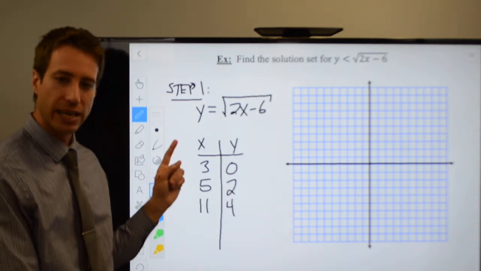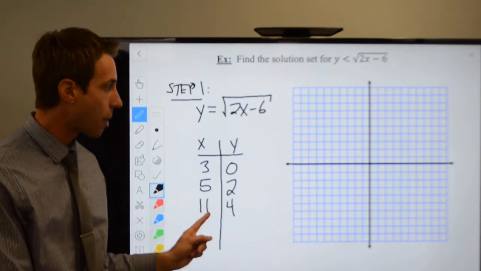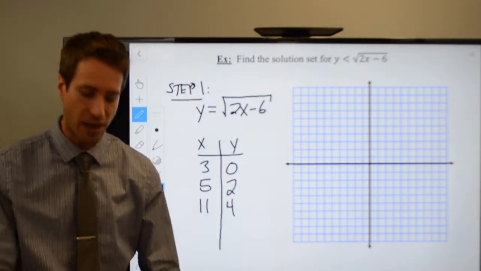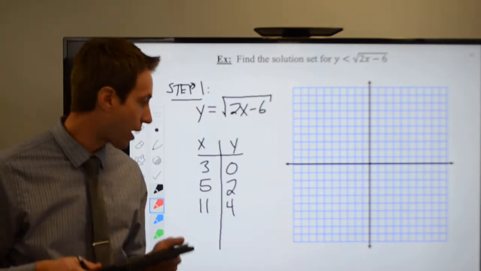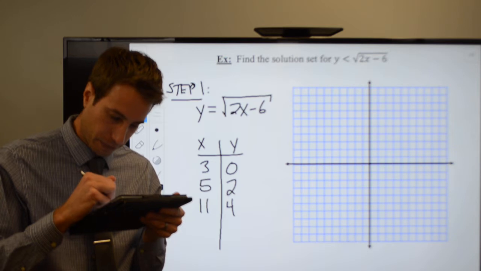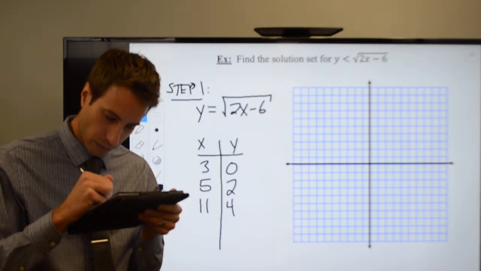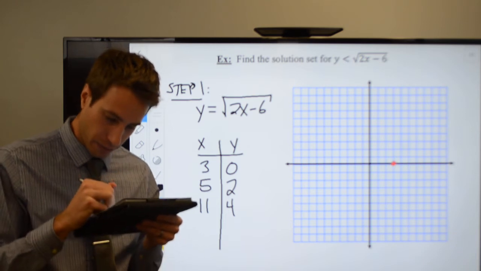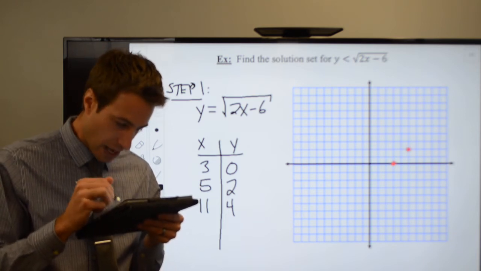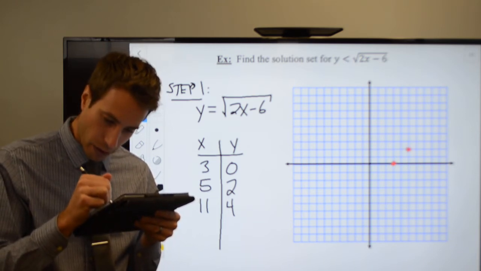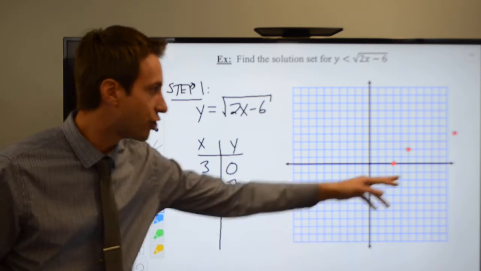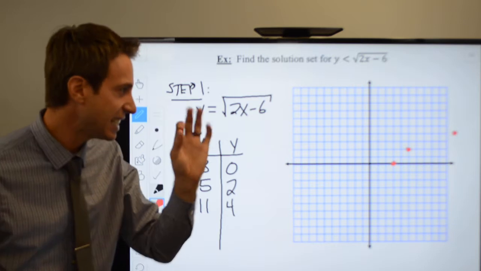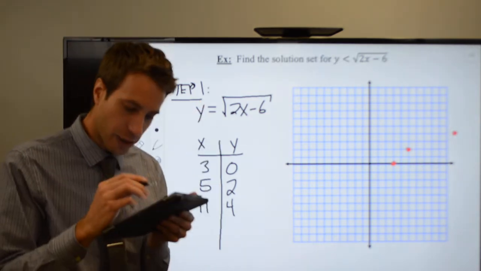I know that that one is not quite on my coordinate plane, but it's close enough that I can fudge it. Let's go ahead and graph these guys. 3, 0. 5, 2. And 11, 4, right about there, just off my coordinate plane a teeny little bit.